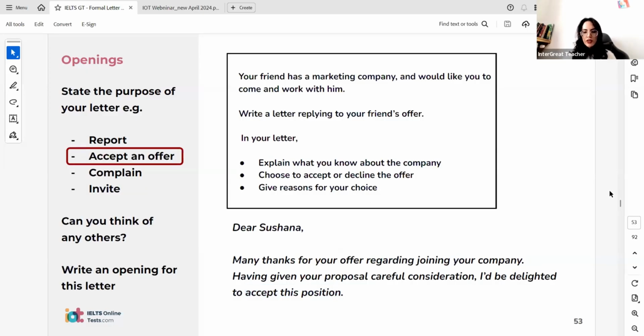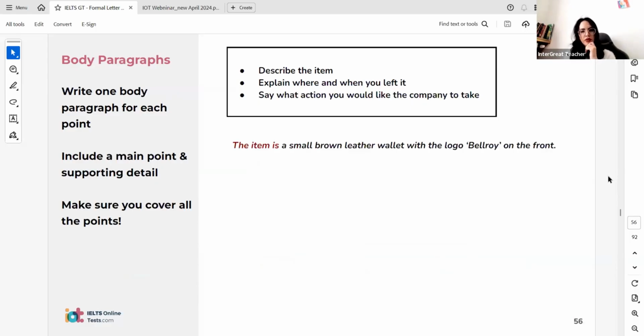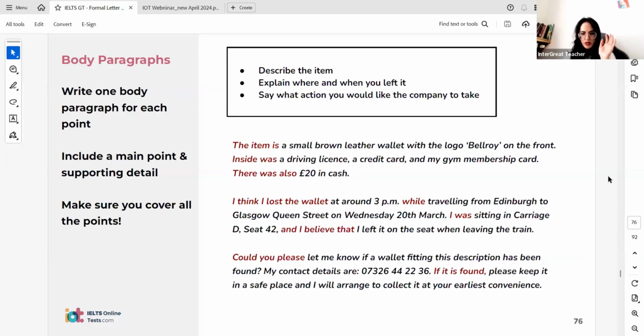Okay, so let's get back to the structure. Remember the last item on the list? Like I said, after writing one paragraph stating the purpose why I'm writing the letter, I need to describe the item in one paragraph. I need to explain where and when. I need to say what action. So for each one, I'm going to write one paragraph. So for example, these are the details that I wrote. I'm going to show you the whole thing.